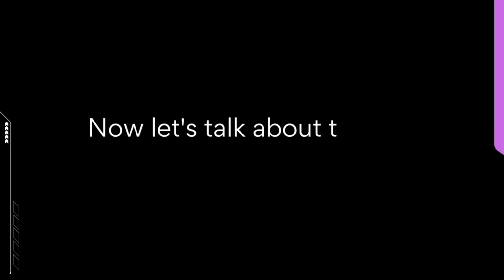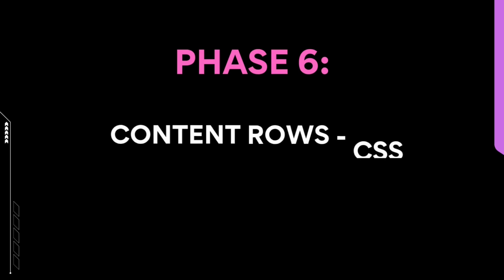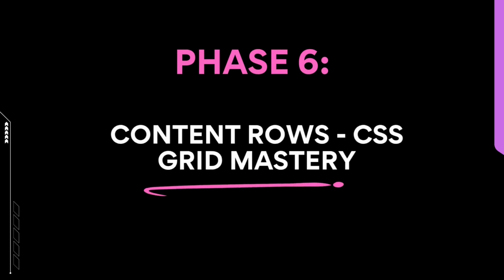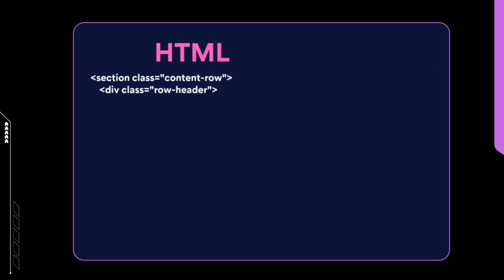Now let's talk about the real star, CSS Grid. Phase 6, Content Rows, CSS Grid Mastery. This is where CSS Grid absolutely shines. Grid is designed for two-dimensional layouts, rows and columns. HTML structure.